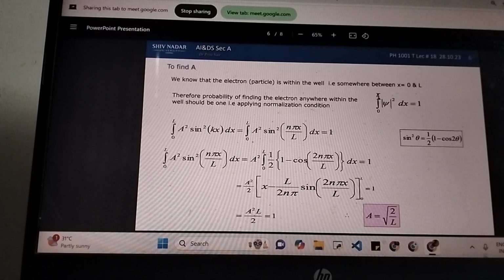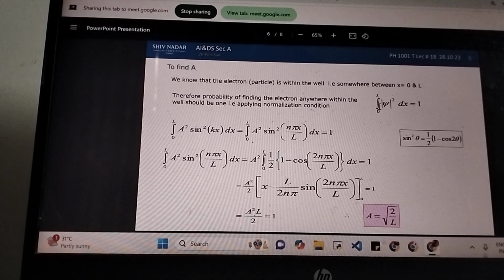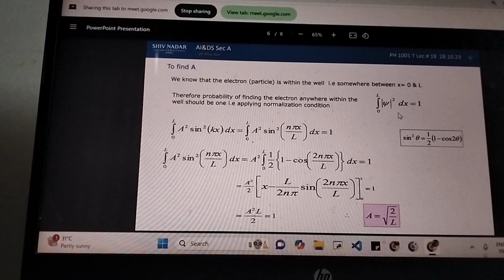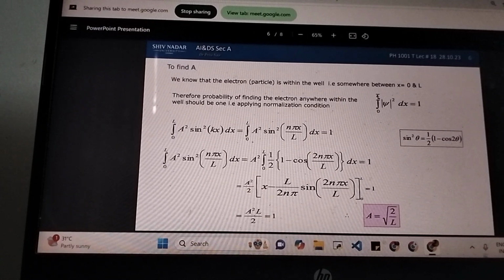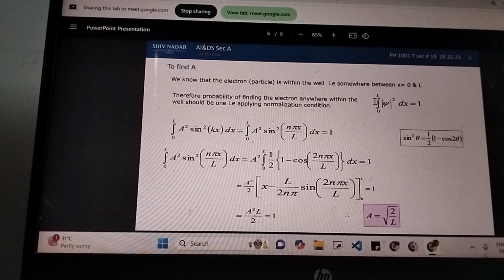If you remember the normalization condition from the previous lecture, it says integration from minus infinity to infinity modulus of psi squared dx equals 1, assuming the particle exists somewhere in the universe. And here, because we know for sure that the particle exists only between 0 and L, we can replace minus infinity and infinity with 0 and L respectively. It is not a violation of the condition in any sense, because we know for sure that the particle exists only between 0 and L. So the probability of finding the particle somewhere between 0 and L is 1.